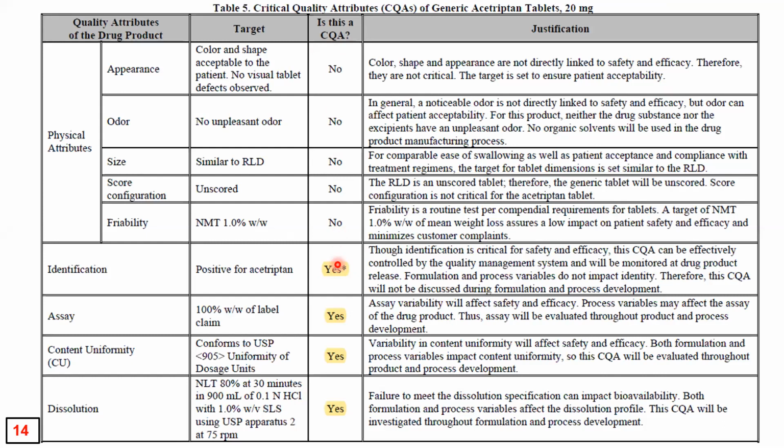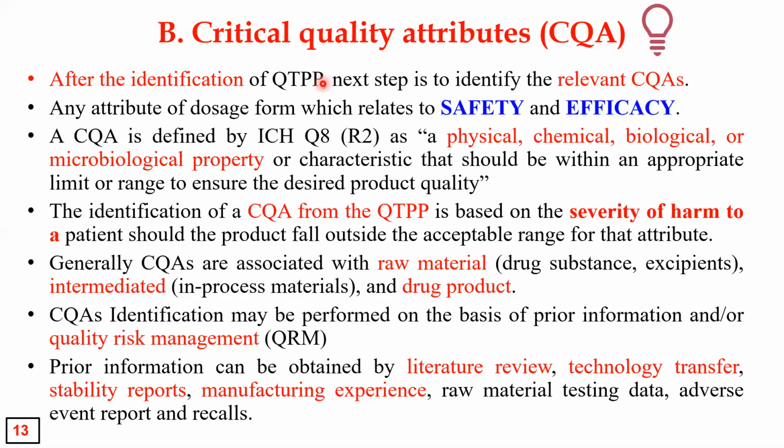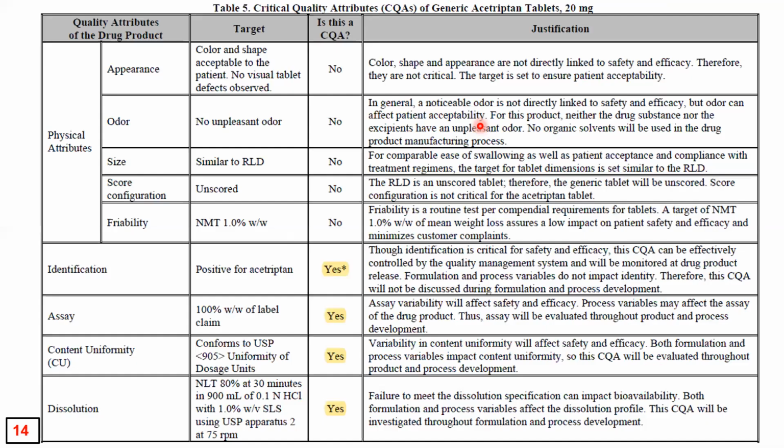Let us say physical attributes, which you are seeing in the QTPP. Appearance: is it a CQA, a critical quality attribute, or not? No. Because if you remember the definition of critical quality attributes, only whatever is related to the safety and efficacy aspects of the product we have to consider as critical quality attributes. Because color and shape are nowhere related.